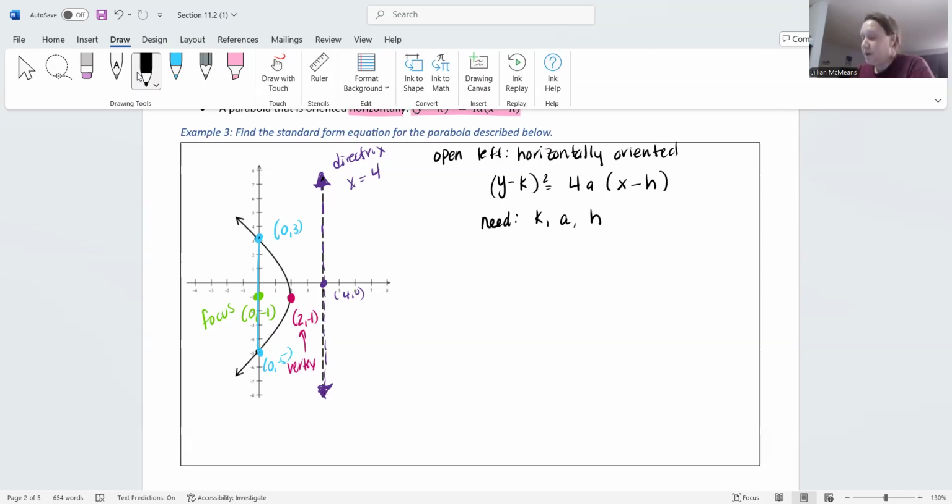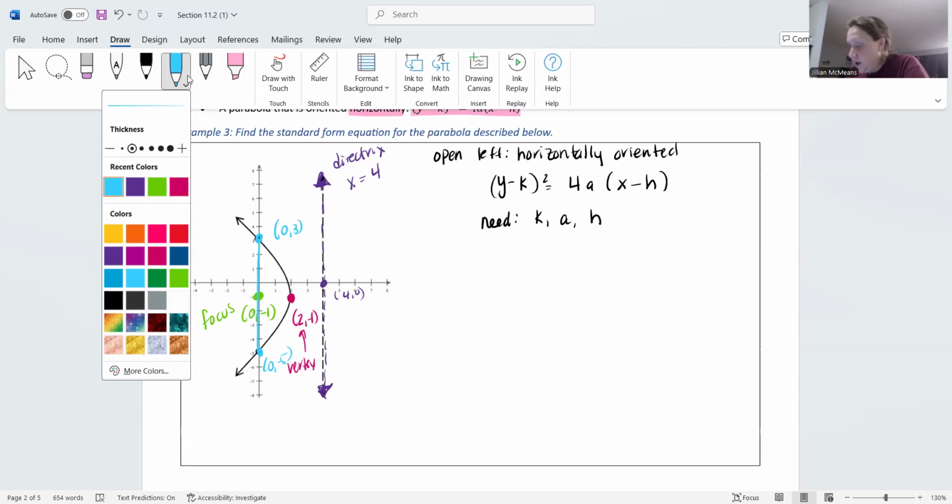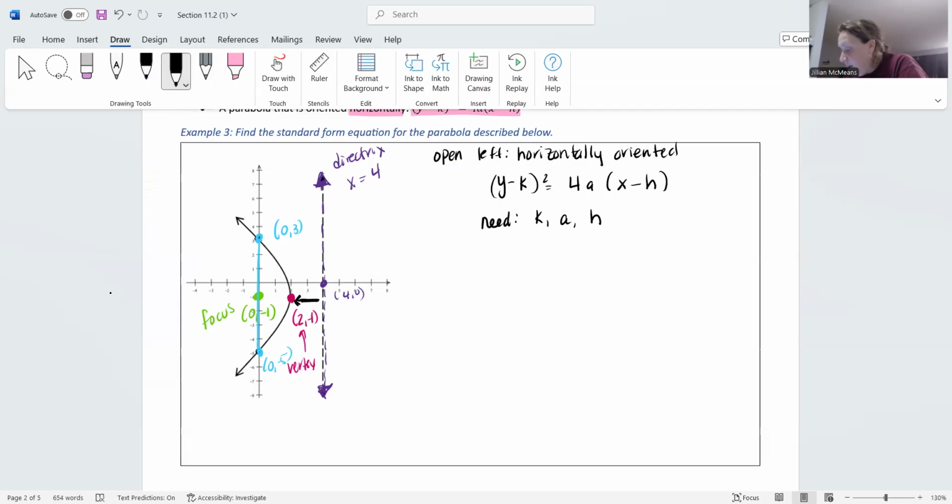Let's go ahead and find a. Let's just arbitrarily pick that one. So a, let's talk here. What is a color I have not used yet? There isn't one. Let's just stick with black, I suppose. So this distance here between the vertex and the directrix and between the focus and the vertex, those values are the same and those represent a.